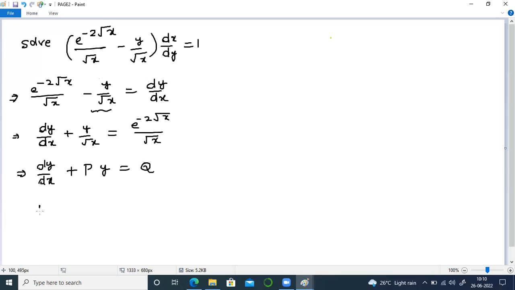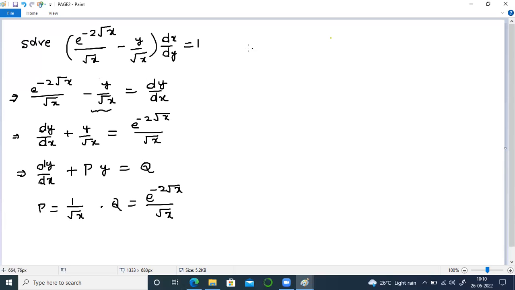So what is p here? 1 over root x. What is q? e power minus 2 root x over root x. So it is satisfied, and it is linear because the two conditions are satisfied in this equation. So I conclude that it is coming under the Leibniz form.